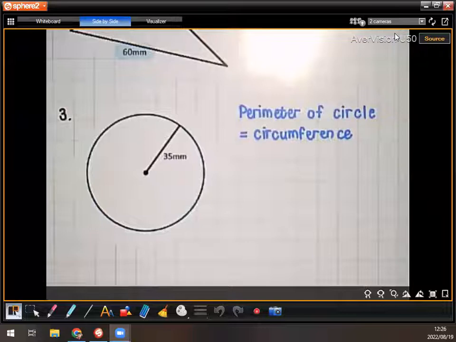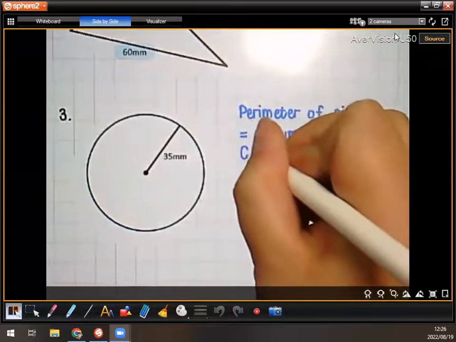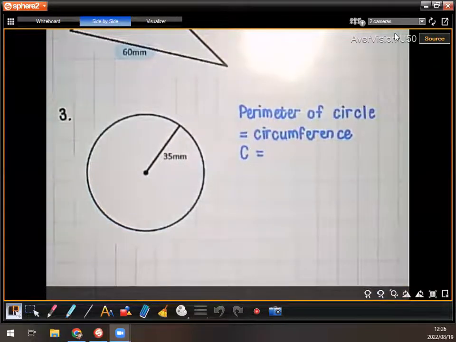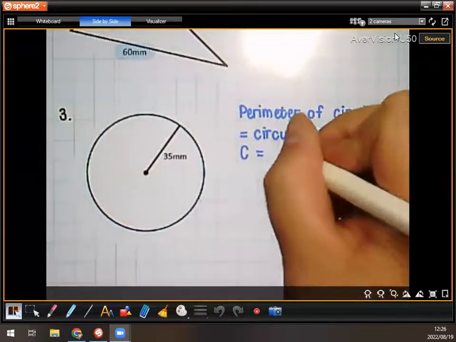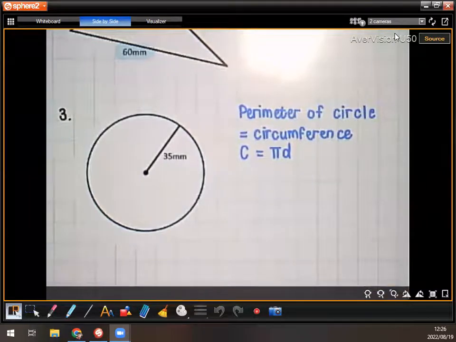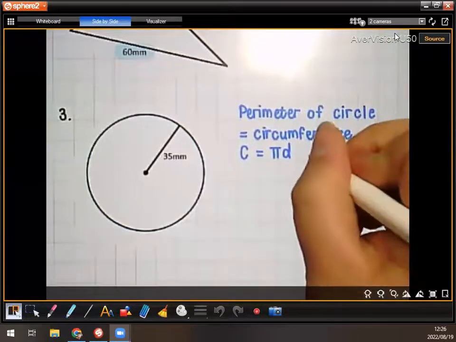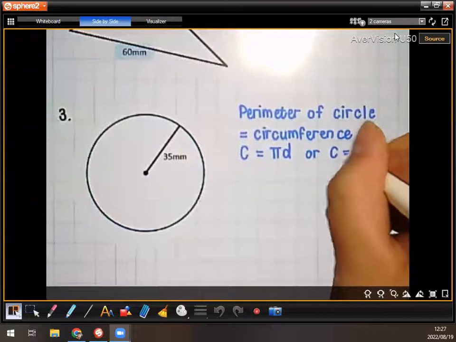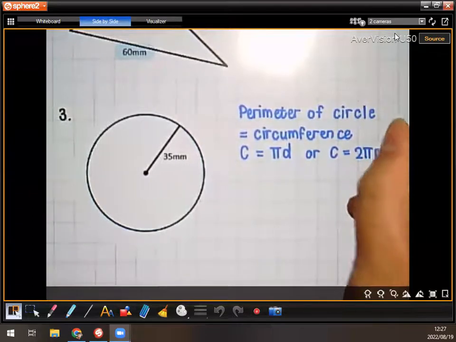Now that's for circumference, a specific formula that you're going to have to memorize, because there's nothing actually telling you what that length all around the circle is. So the formula that you might know already, if not, you're going to have to memorize it. There are actually two formulas: pi times d, the diameter, or the circumference is 2 pi times radius.